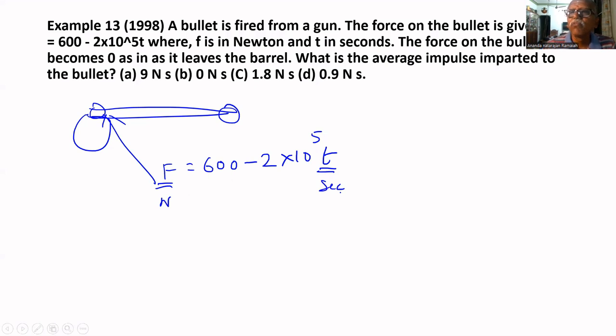The force on the bullet becomes zero as it leaves the barrel. This part is called the barrel. Only the initial push is given. The force F while leaving the barrel is zero. What is the average impulse imparted on the bullet? That is asked.